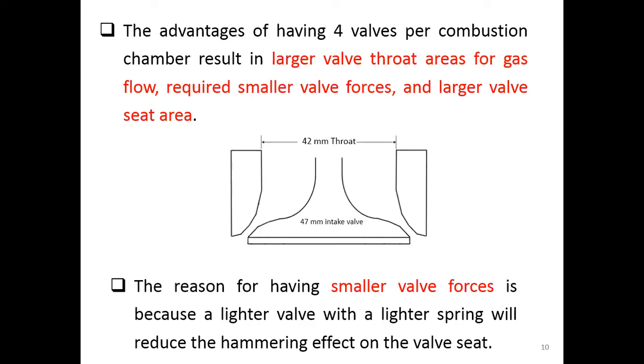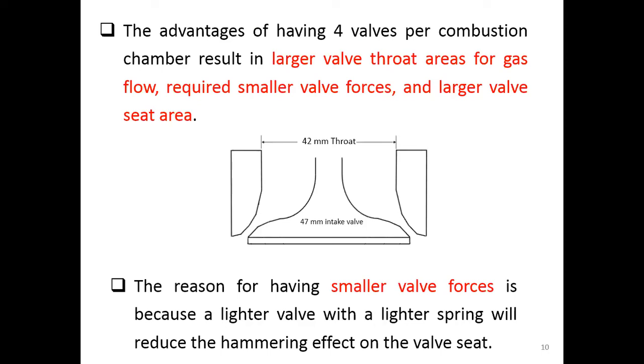So what is the advantage of having more valves per combustion chamber? It results in a larger valve throat area. This is what happens if you have four valves per combustion chamber. You have a larger valve throat area for gas to flow, no matter whether it flows in or flows out. Apart from this, since you have more valves, each valve will be smaller for the same amount of airflow.